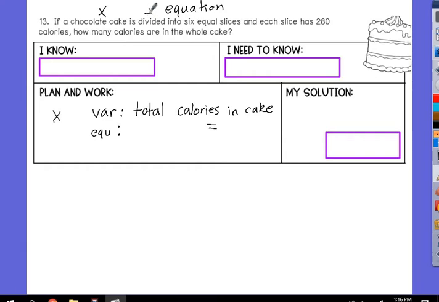Said it's being divided into how many pieces? 6. So would you agree that the whole cake is being divided into 6 pieces? Yes. That's what this says. And each of those pieces have how many calories? 280. There's my equation. So a solution, I would solve this, multiply both sides times x, and x would equal 1,680 calories.